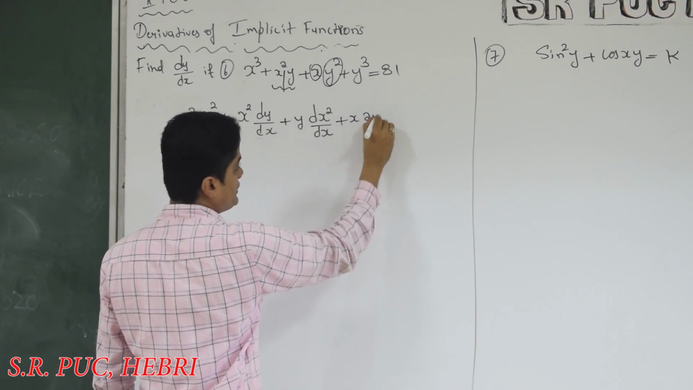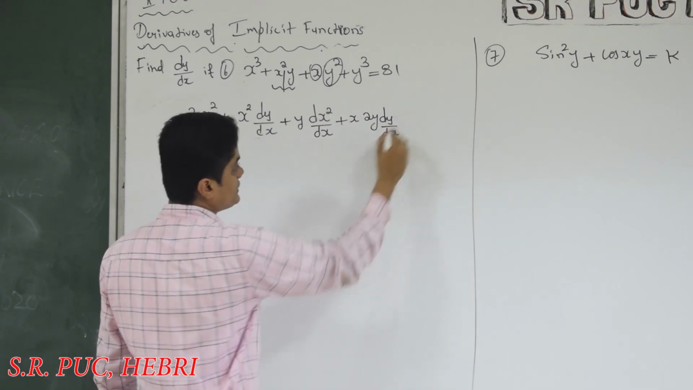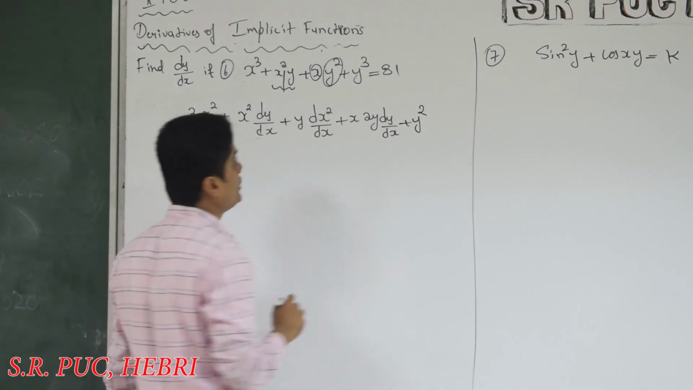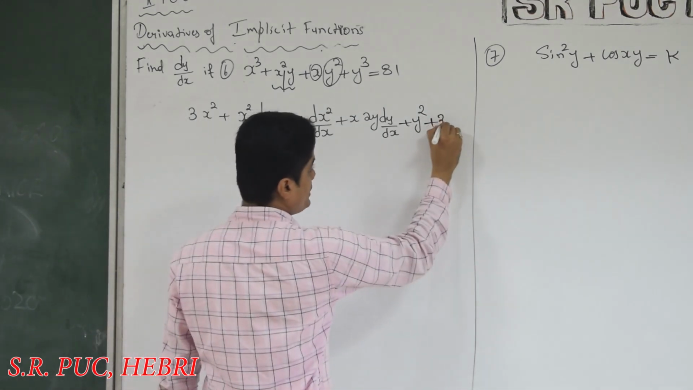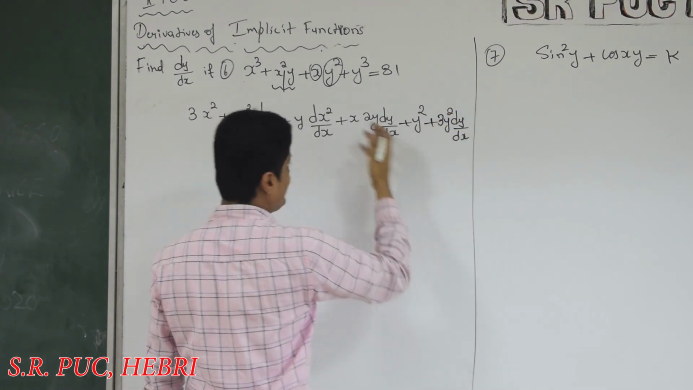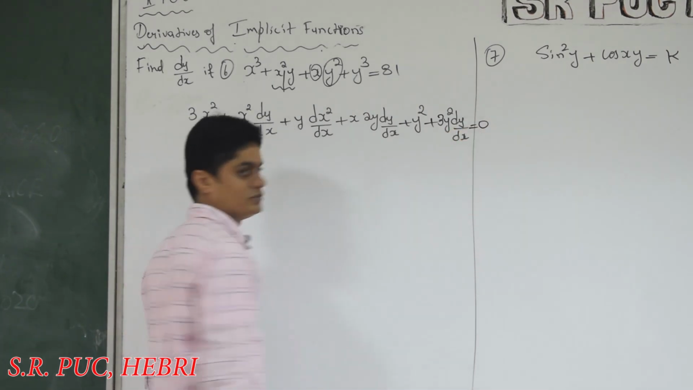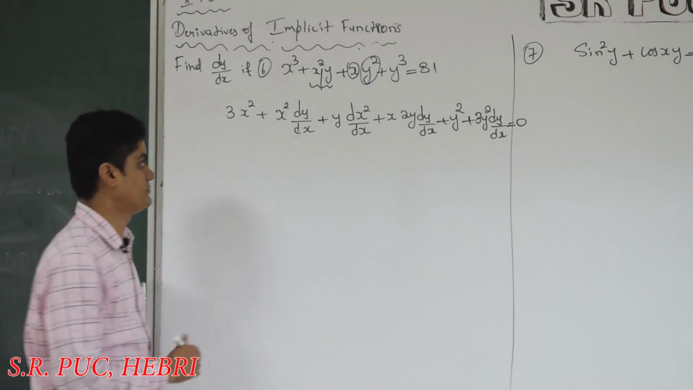What is the derivative of y square? I already saw it in the previous problems. It is 2y into dy by dx, plus y square into derivative of x, which is equal to 1. Plus, what is the derivative of y cube? 3y square into dy by dx, like x cube. Equal to what is the derivative of 81? 0. Derivative of 81 is 0 because it is a constant, remember that.